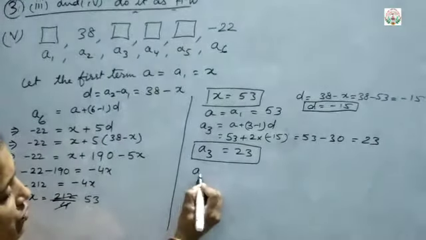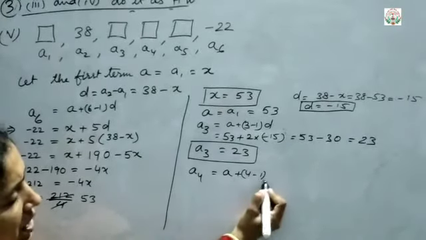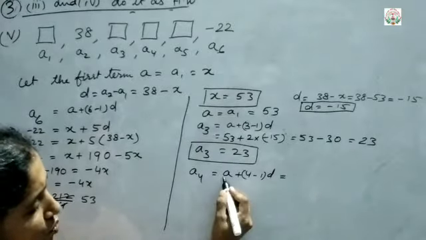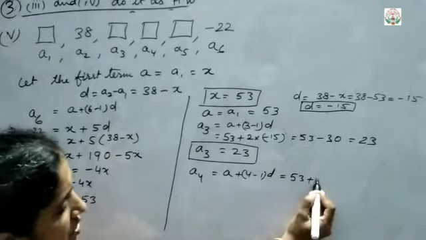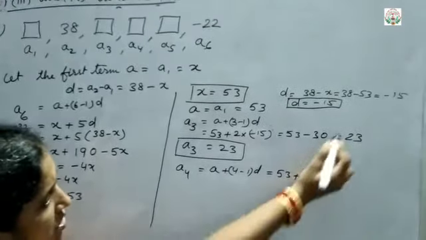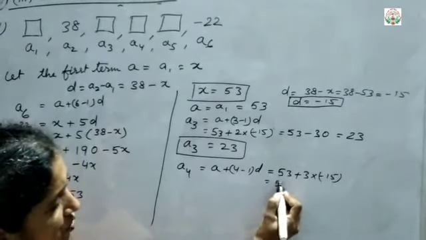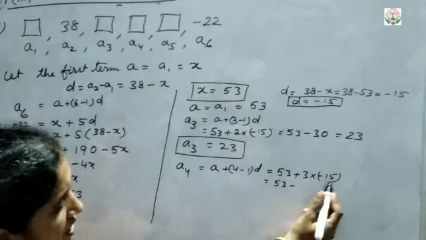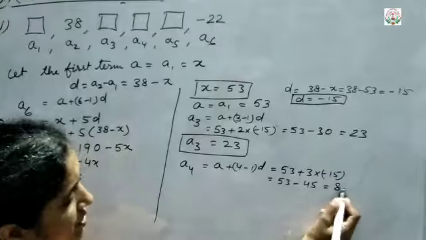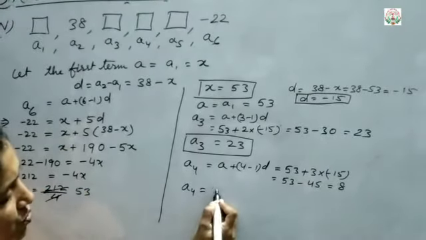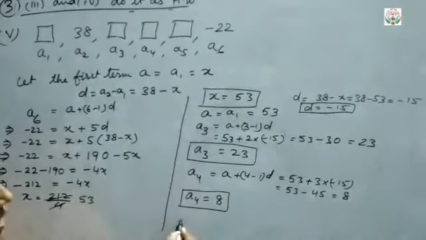Then next, you are going to find A4. A4 equals A plus 4 minus 1 into D, the same nth term formula. The A value is 53 plus 4 minus 1, which is 3, into the D value, minus 15. So it equals 53 minus 45, which gives 8. So A4 equals 8.